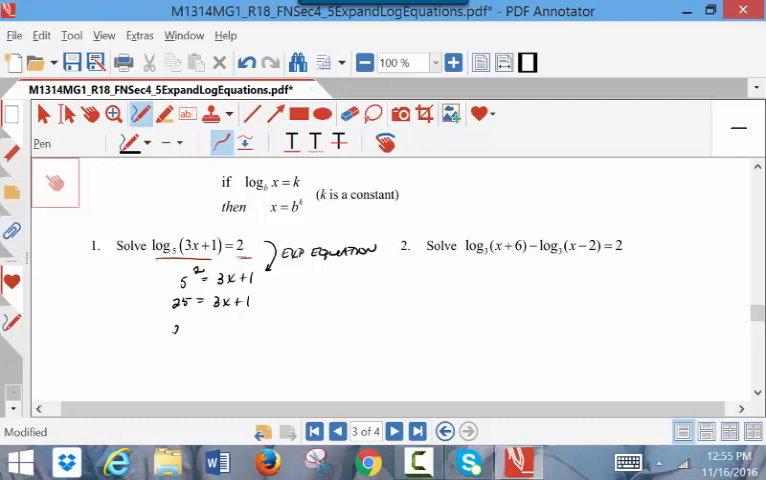Now if I subtract 1, 24 will equal 3x. And then when I divide by 3, I get my x value of 8. And if I put it back in to check it to make sure I have a positive argument in my logarithm, that will work. So if not every term is a logarithm, we're going to convert it to an exponential equation. Okay, number 2, I have a logarithm, I don't have a logarithm.